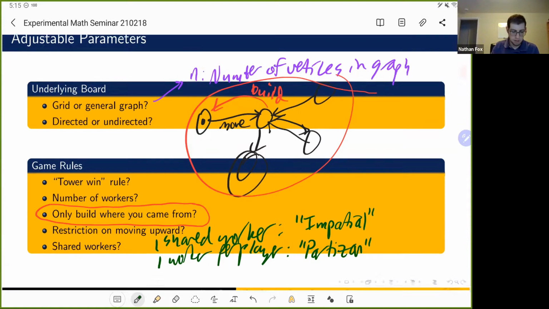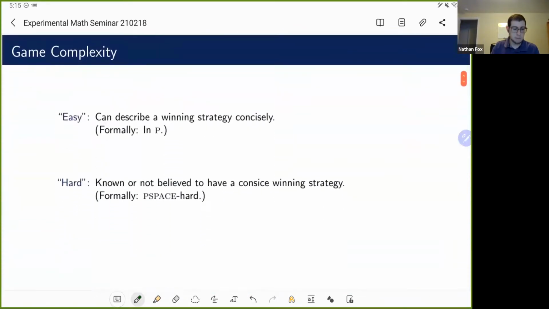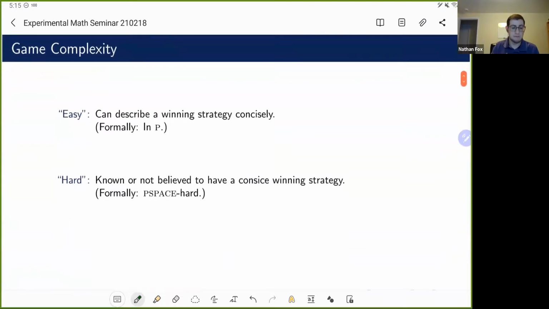Okay, so let's talk a little bit about game complexity. As I said, I'm going to be very informal because I don't want to assume various background on complexity theory. But for those of you who do have this background, I do want to tell you precisely what I mean. So when I say a game is easy in this talk, I formally mean that finding a winning strategy is in P. So computationally, it's easy to describe a winning strategy to the game. And if I say a game is hard, I formally mean PSPACE-hard, because that's a common class for talking about game complexity.